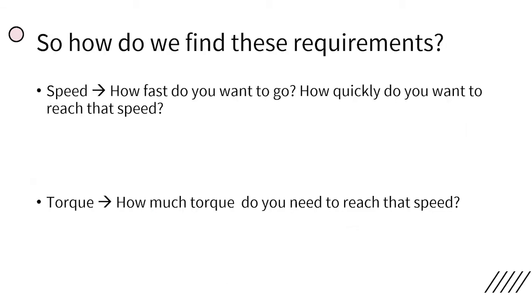So we know what we're going to use the torque and speed requirements for, but how do we figure out what those are? Again, that's going to really depend on the context. When you're considering what you want to design, you have to ask yourself, how fast do you want to go? And just as importantly, how quickly do you want to reach that speed? So you need to consider both velocity and acceleration. Then based on the speed, you have to look at the torque and consider how much torque you need to reach that speed.